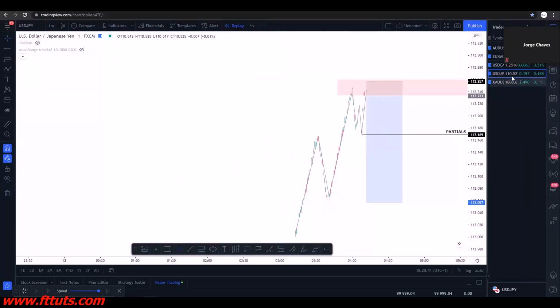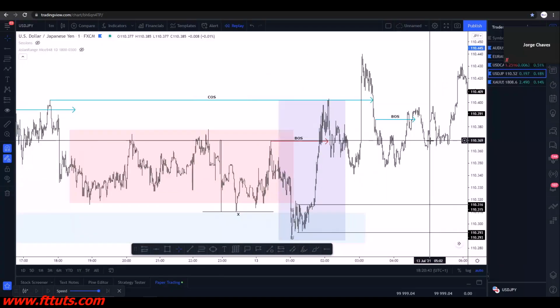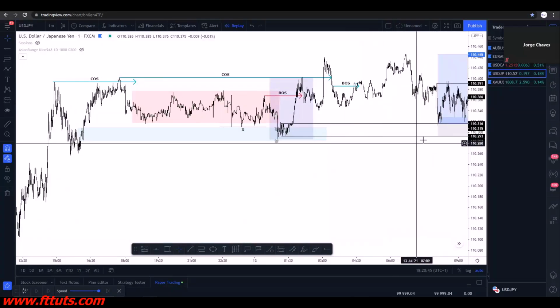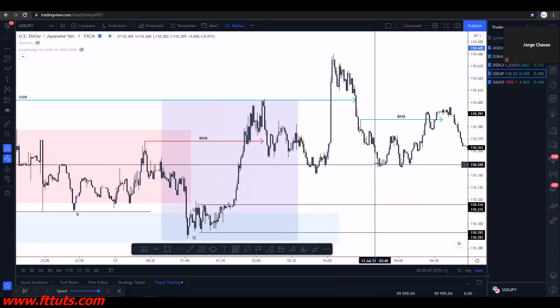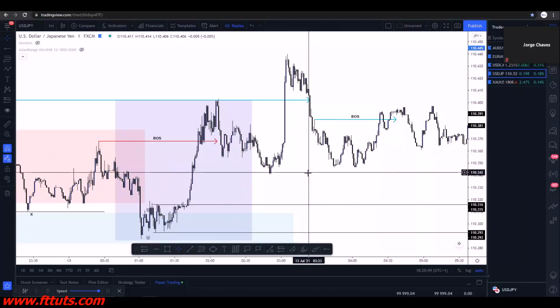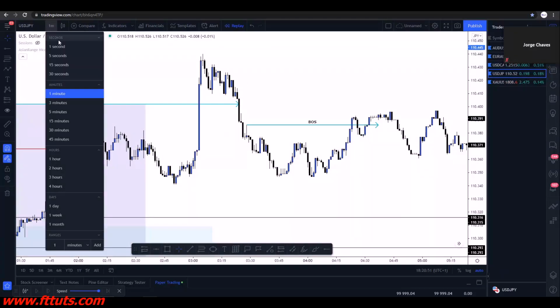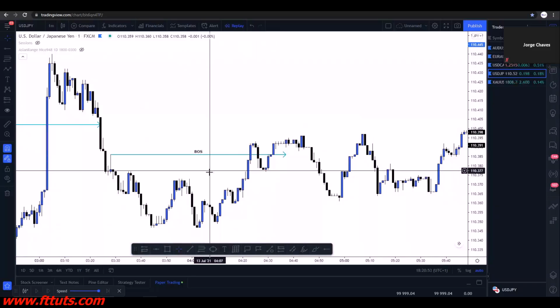So for example, USD JPY, let me go over where I told everyone to take partials. I told everyone to take partials as soon as price breaks past this level right here. So let me go to the 1 minute. Okay, so I already have my bad.